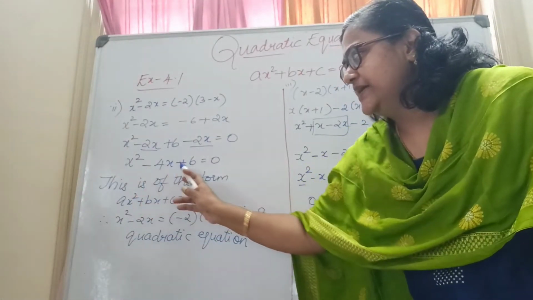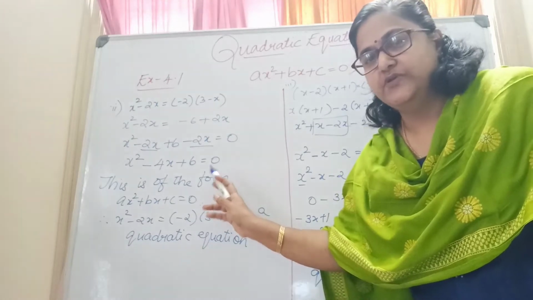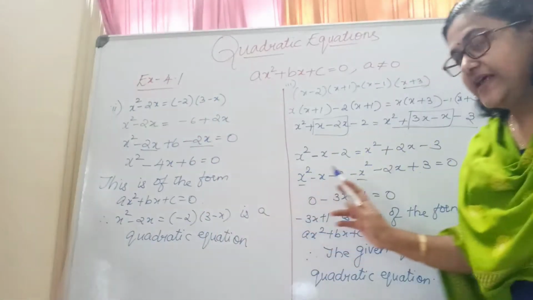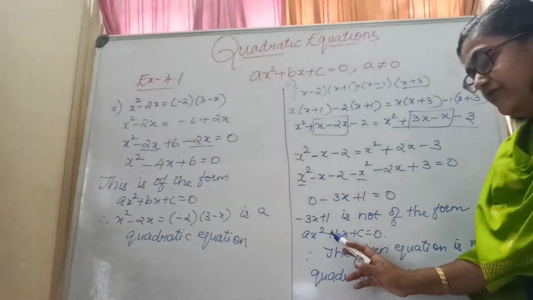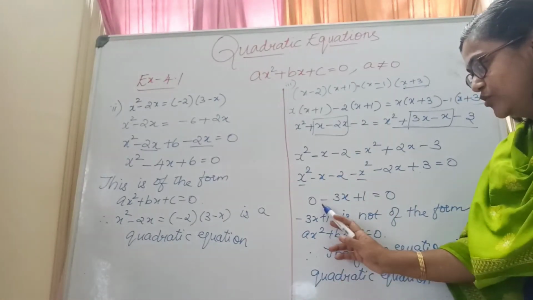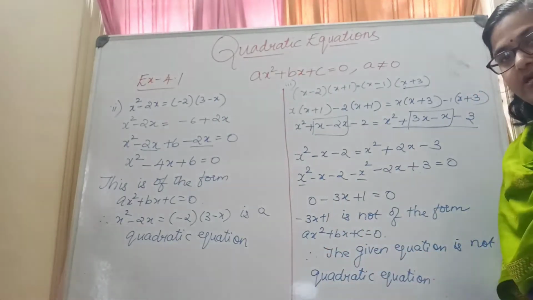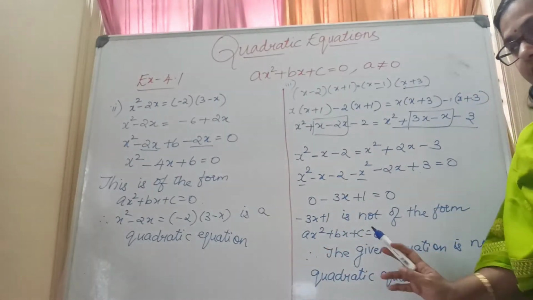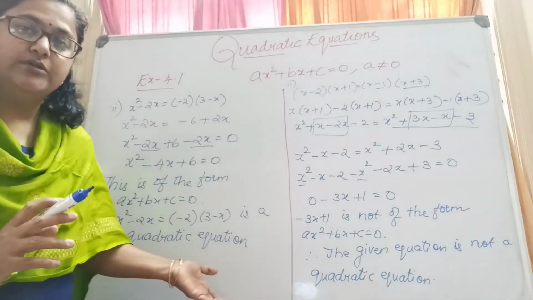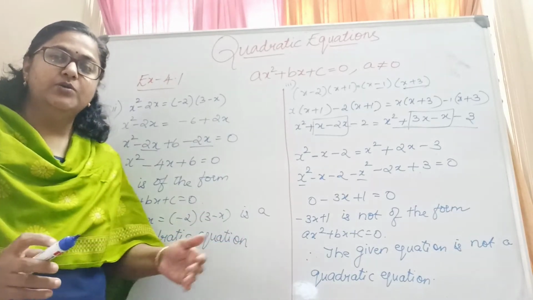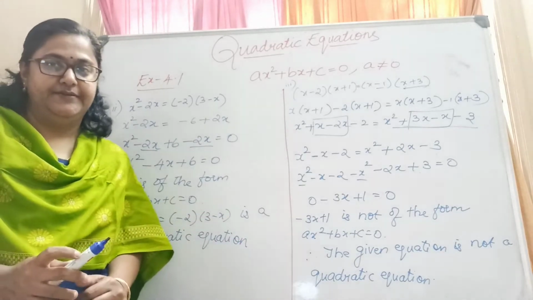The previous one, if you see, you have here ax² + bx + c = 0 form. So this is a quadratic equation. The given equation is a quadratic equation. Whereas here you don't have it in the form of a quadratic equation. That is, you don't have x² term. So this is not a quadratic equation. Fine. You can take a screenshot of the notes, or you can pause the video also to note down. Any doubts you can mention in the comment section.